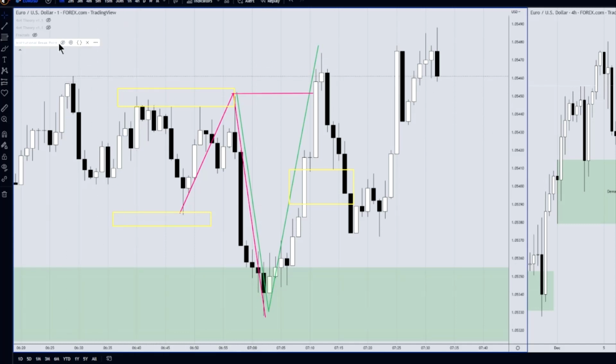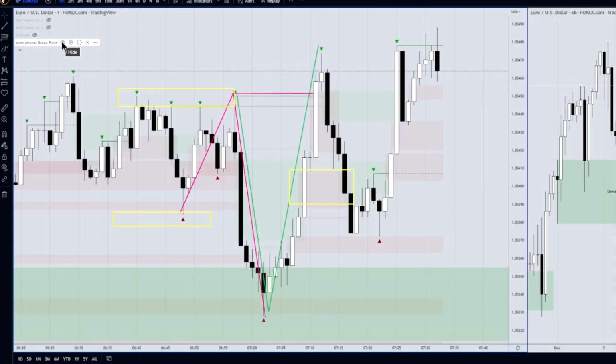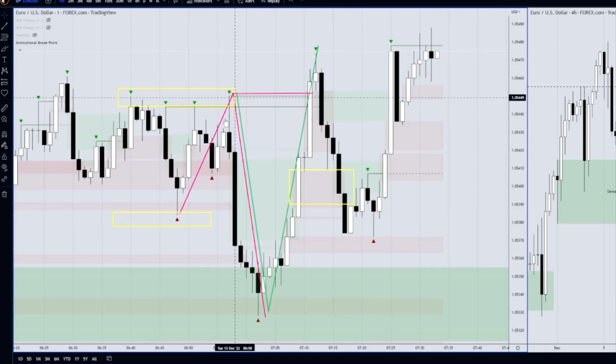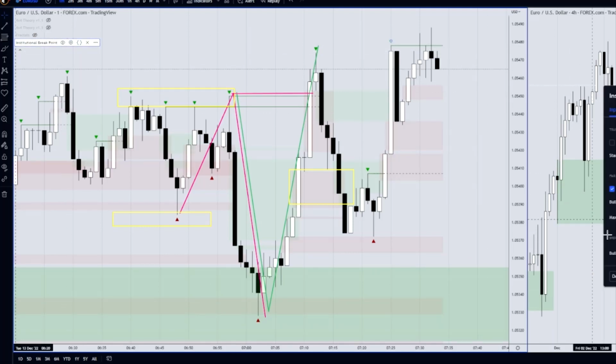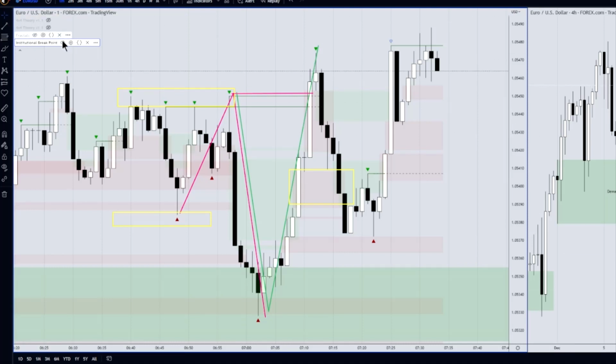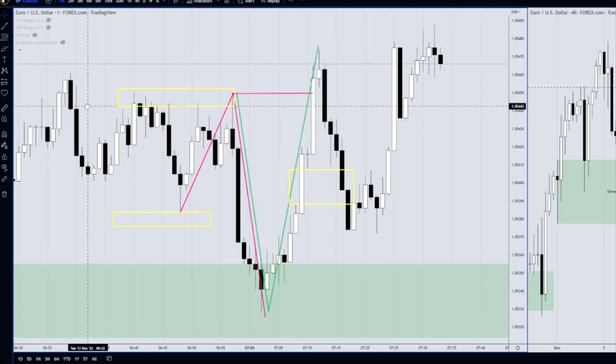So if I switch on the institutional swing point stuff, you can see it marries up. We've got the marker here and the marker here, and the marker here. So this is the swing high, the swing low, the swing high, and the swing low. Those areas point to the areas of value on the chart. So I just switch it back off again.